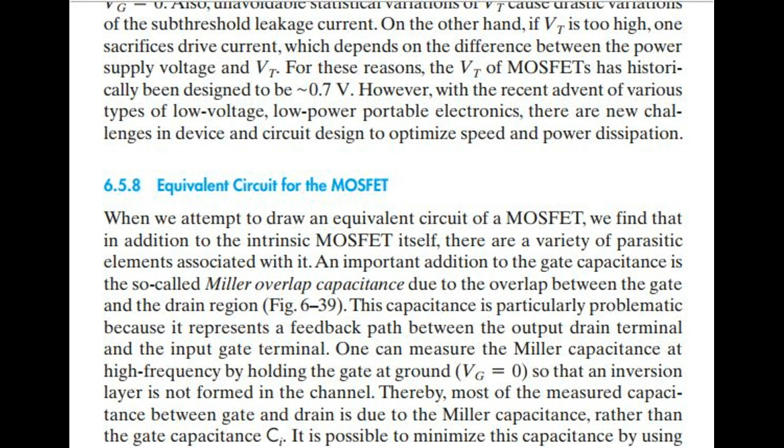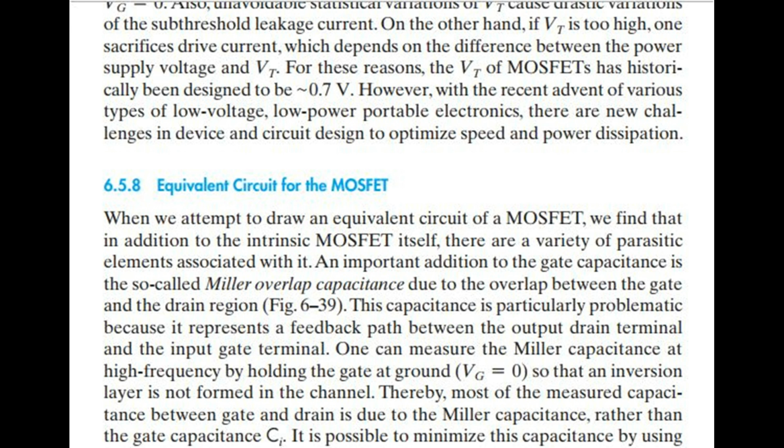For these reasons, the threshold voltage of metal oxide semiconductor field effect transistors has historically been designed to be 0.7 volts. However, with the recent advent of various types of low voltage, low power portable electronics, there are new challenges in device and circuit design to optimize speed and power dissipation.